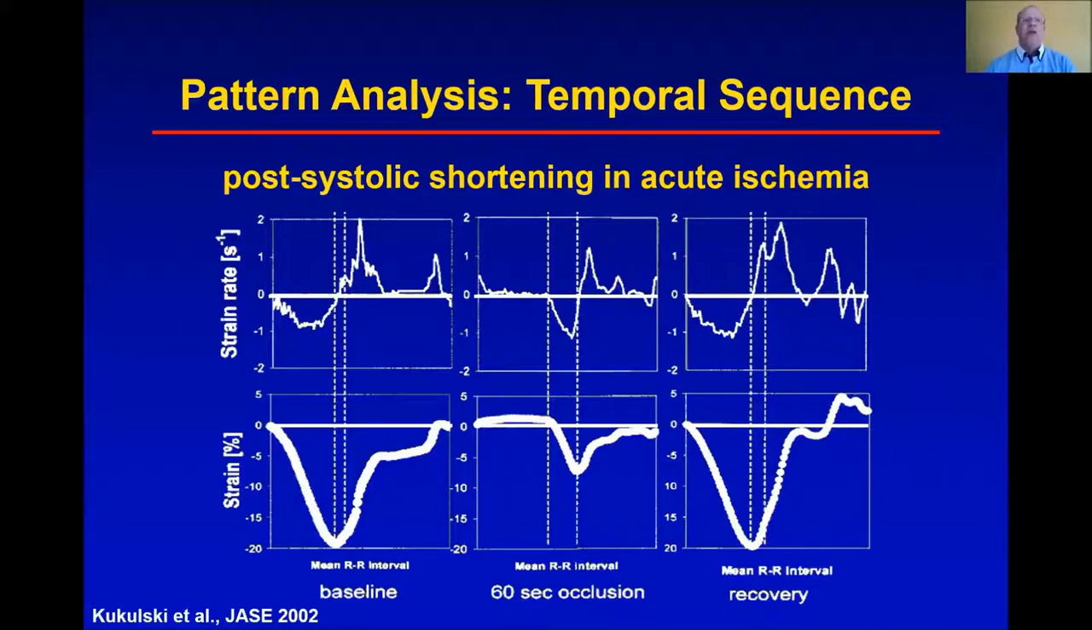So you see here a strain rate curve, and here you see the strain curve from a myocardial segment in a patient that undergoes coronary stenting. During the stenting, a balloon is blown up, so there is no blood supply to the myocardium anymore, and there is a regional ischemia occurring.